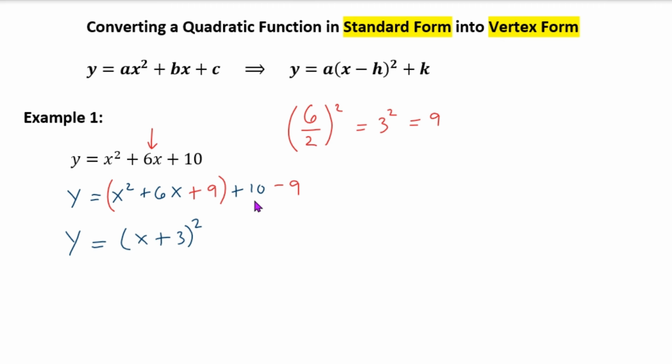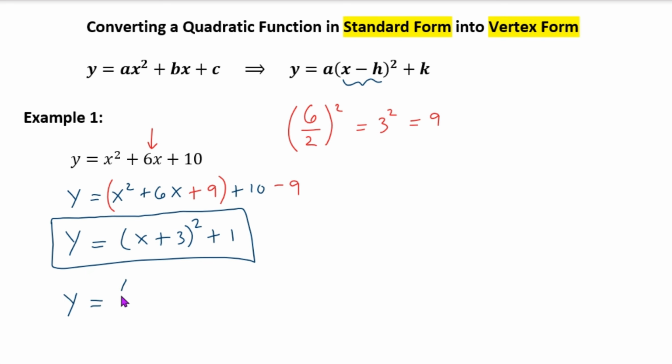So we have y equals x plus 3 squared. And then the two constants outside simplify to positive 1. So the vertex form of the given function is y equals the quantity x plus 3 squared plus 1. Now, if you want to determine the vertex, you have to be careful in identifying the value of h. I suggest that you write the inner expression using this format, x minus h. So we can write this one as y equals the quantity x minus negative 3 squared plus 1.